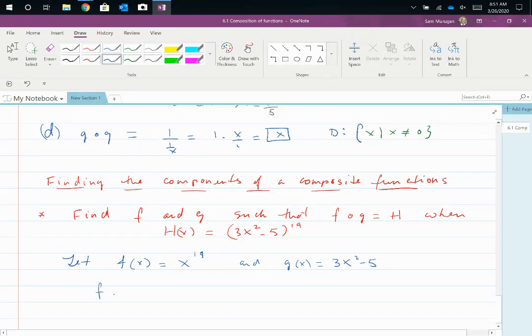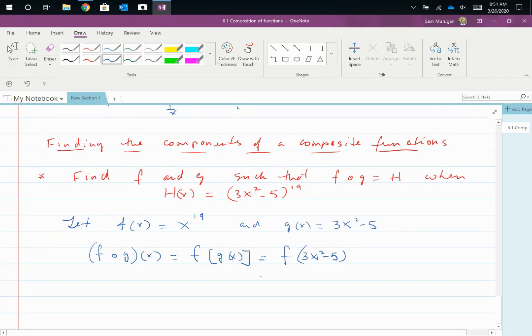So function f composed of function g is f substituted with the entire function g, which is f substituted with 3x squared minus 5. So we're going to go to that function, the original function, and say that is 3x squared minus 5 to the 19th power.